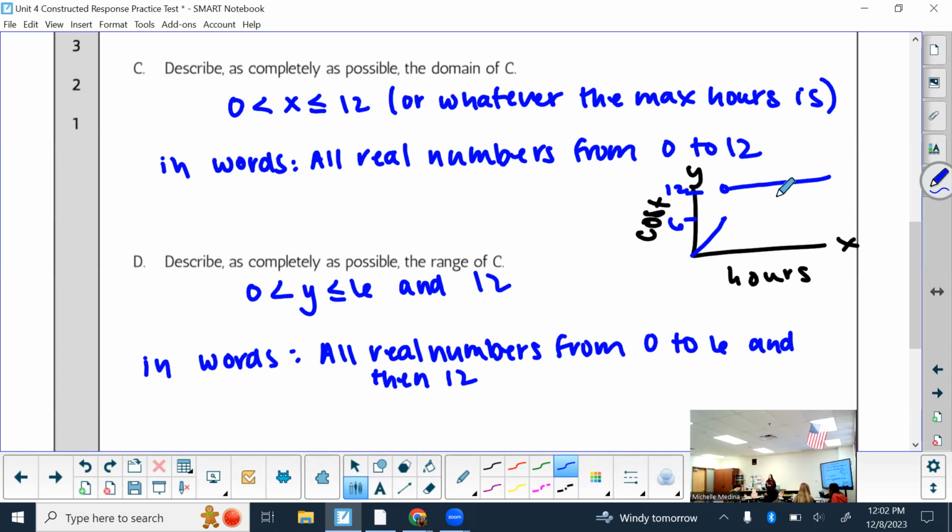So just whatever situation it is, make sure you think of the real world context. You can't buy half a cell phone or half a pizza. No, and don't connect the dots.